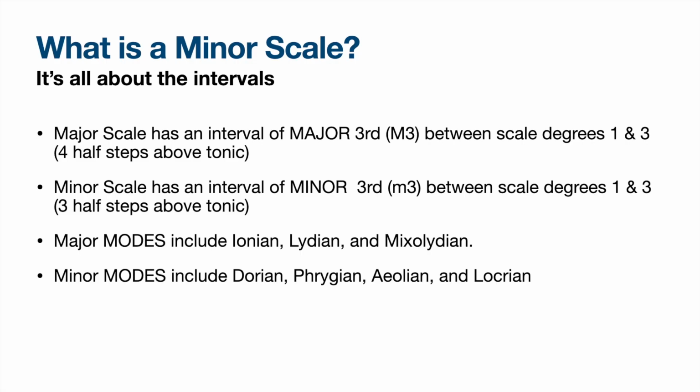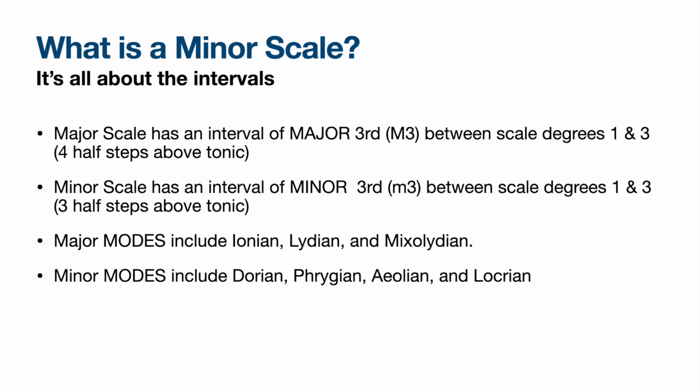Okay? So let's just begin from the beginning. What is a minor scale? A major scale has an interval of a major third between scale degrees 1 and 3. A minor scale has an interval of a minor third between scale degrees 1 and 3. So a major scale has 4 half steps above the tonic. A minor scale has 3 half steps above the tonic.